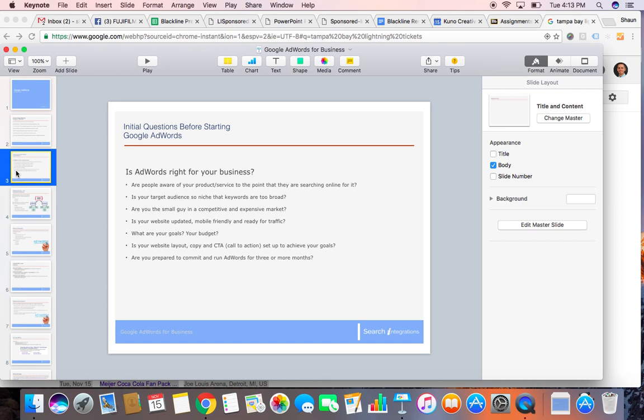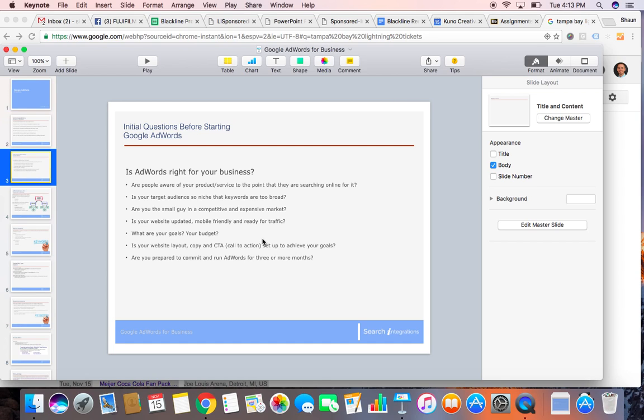Now, is AdWords right for every business? Couple things to keep in mind. Are people aware of the product or service to the point where they're searching online for it? If people are searching online for it, it's a good place to start. If your target audience is so niche that keywords are too broad, it might not be the best idea to use. Are you a small guy in a competitive and expensive market? Again, you may do well in this.